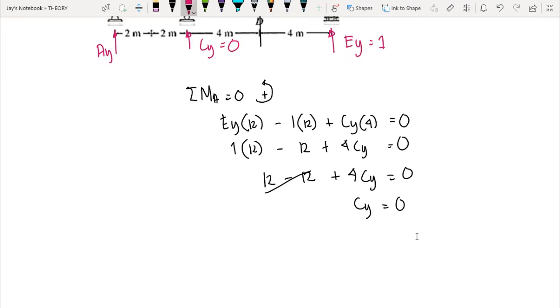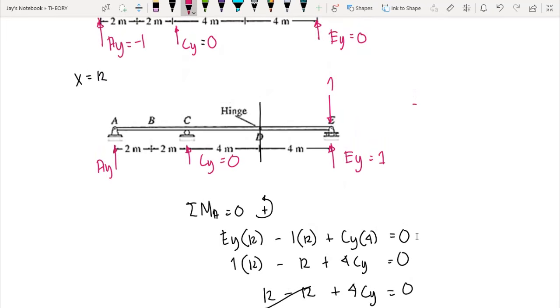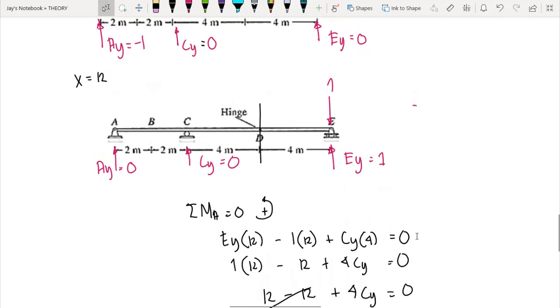And we need also the value of Ay, so we can sum up forces vertical is equal to 0. Upward are positive, so we have Ay plus Cy, then plus Ey minus 1 is equal to 0. So that means we have Ay plus 0 plus 1 minus 1 is equal to 0. So we have Ay is equal to 0. So that means when our x is equal to 12, then Ay is equal to 0.